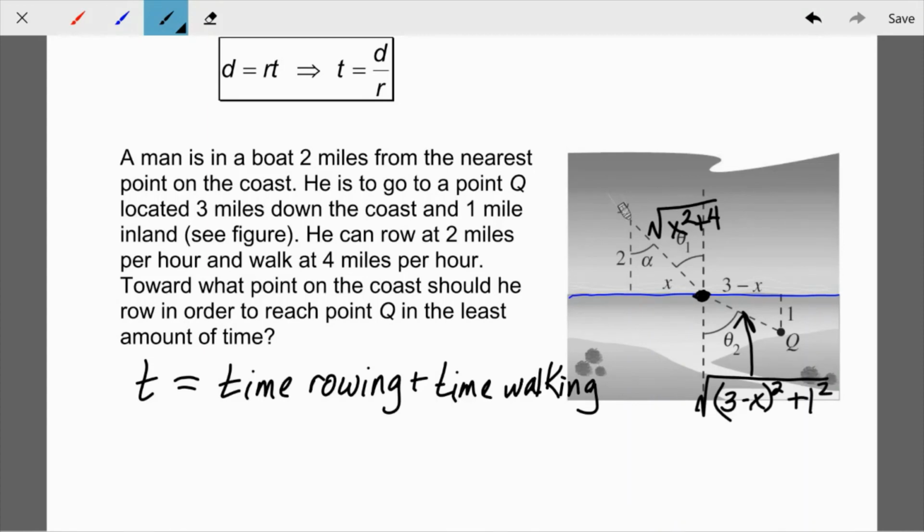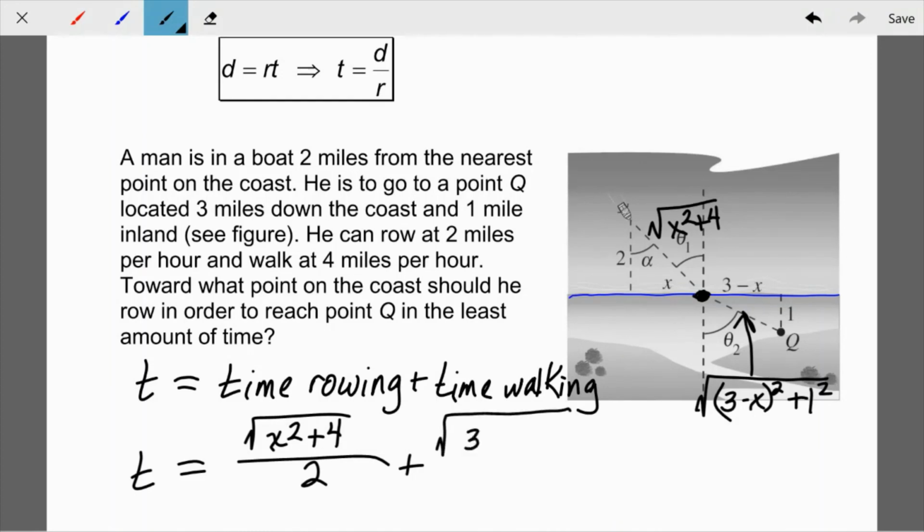Now, notice it says up above here, distance is rate times time. That means time is distance divided by rate. So for my function, if I want the time rowing, I need the distance rowing, which we said is going to be the square root of X squared plus 4. And we want to divide that by the rate he can row, which was 2 miles an hour. Same thing with the amount of walking here. We know the distance is going to be the square root of (3 minus X) squared plus 1. And that's all going to be divided by the rate he can walk, which was 4. So there's my time function.